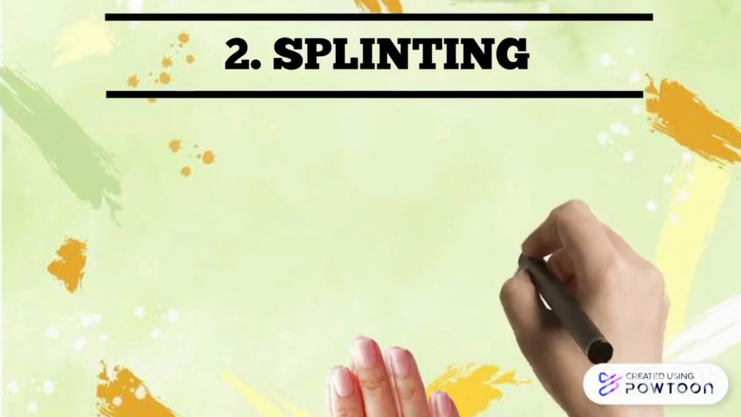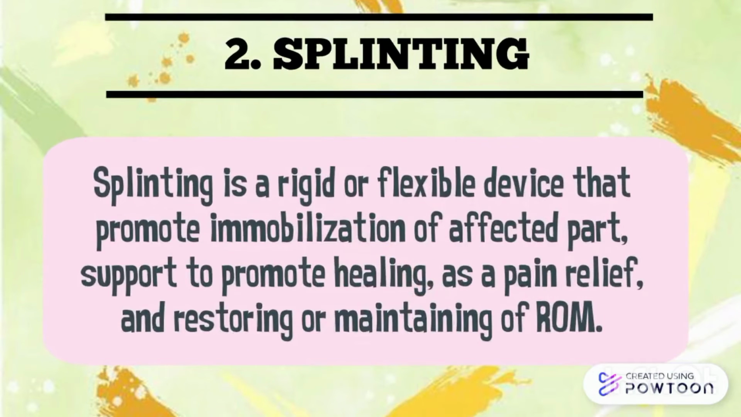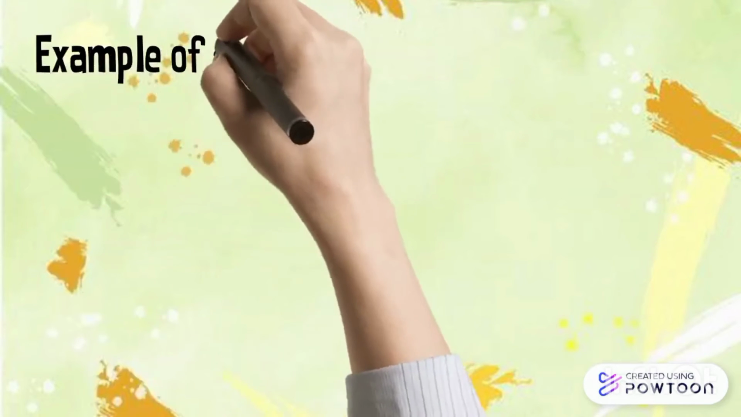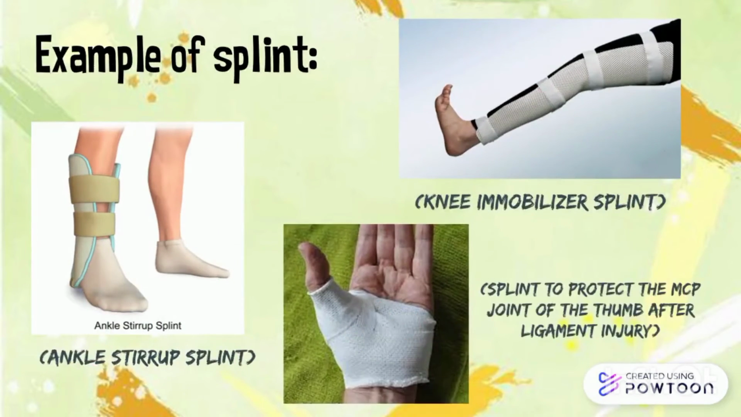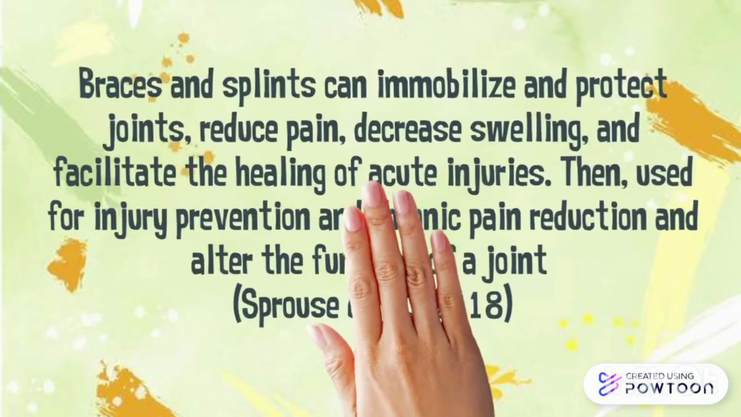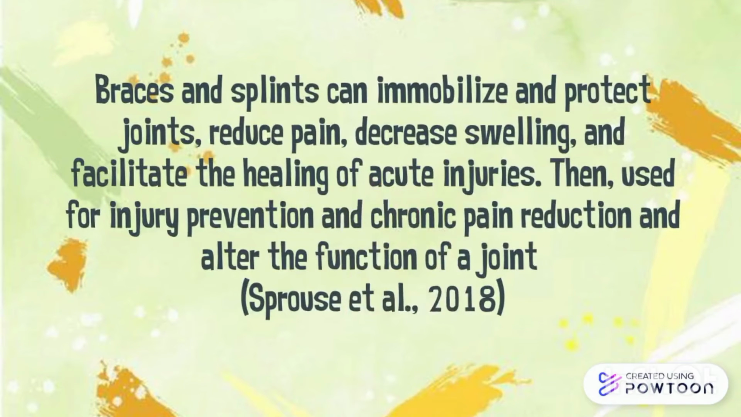Secondly is splinting. Splinting is a rigid or flexible device that promotes immobilization of the affected part, support to promote healing, pain relief, and restoring or maintaining of ROM. This is an example of splint. First, knee immobilizer splint, ankle stirrup splint, and lastly splint to protect the MCP joint of the thumb after ligament injury. According to this study, braces and splints can immobilize and protect joints, reduce pain, decrease swelling, and facilitate the healing of acute injuries, then used for injury prevention and chronic pain reduction and alter the function of a joint.